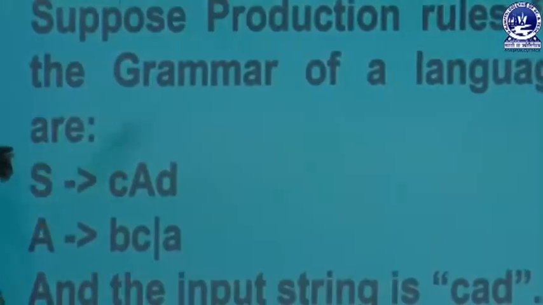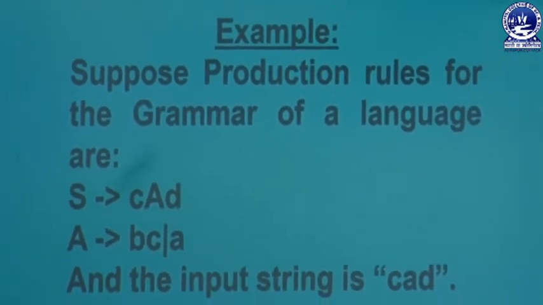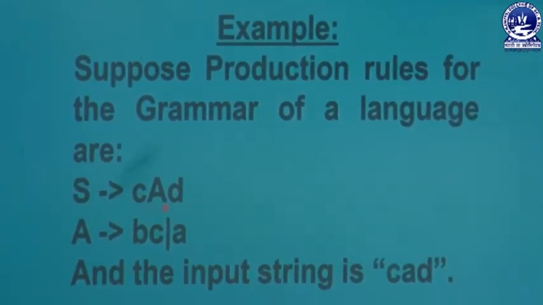Let the example be here. Suppose the production rules for the grammar of a language are S derives CAD, A derives BC and A. In this way a number of production rules will be given to you, and by implementing the production rules one by one you will generate the parse tree. Let the input string be CAD. Our task is to generate CAD by implementing the production rules.